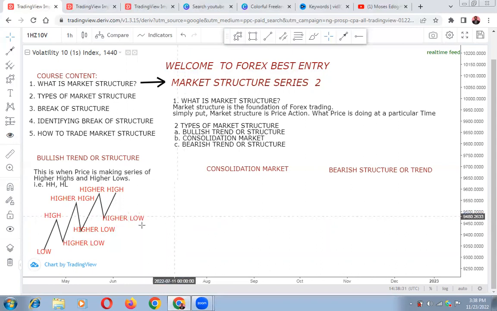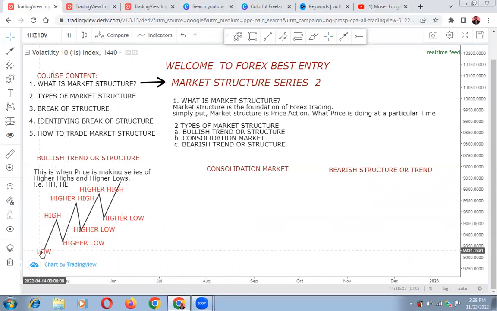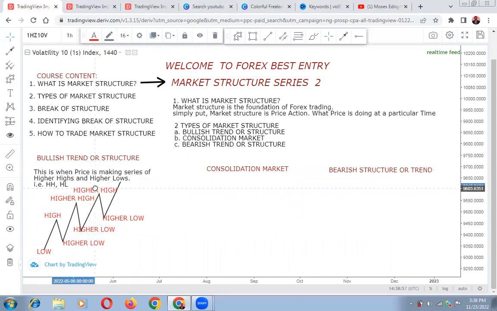So this is simply the bullish structure. Price is making a series of higher highs and higher lows. A low, a high, gives you a higher low, which is higher than this. Higher high, higher than this. Higher low, because it's higher than this. Gives you another higher high, higher than this. Gives you a higher low, higher than this. So this is how you identify bullish structure.